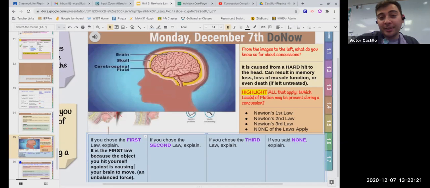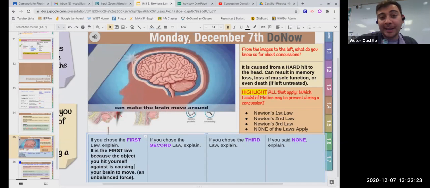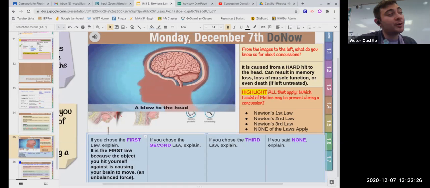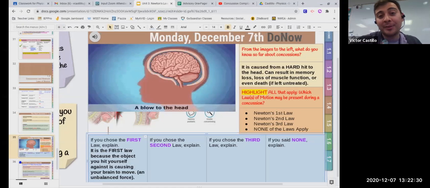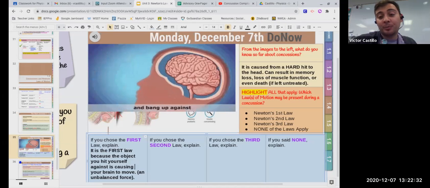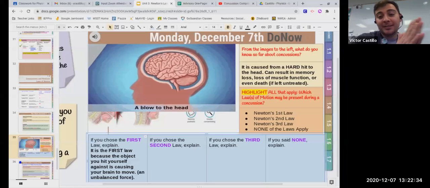So what's the first law of motion? An object will stay at rest unless acted on by an unbalanced force. What was the unbalanced force? It was that metal object or whatever you got hit against that caused your brain to go from rest to movement.